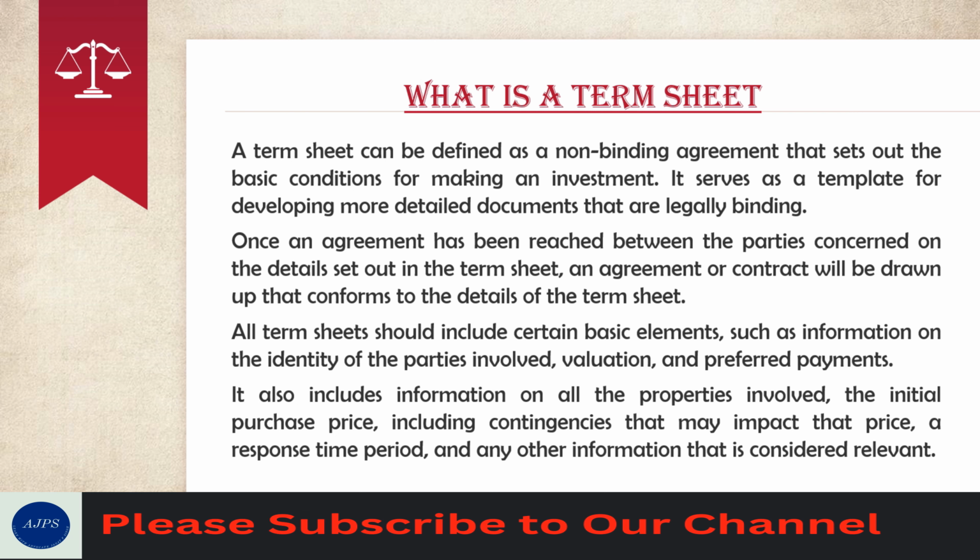All term sheets should include certain basic elements, such as information on the identity of the parties involved, valuation, and preferred payments. It also includes information on all the properties involved, the initial purchase price, including contingencies that may impact that price, a response time period, and any other information that is considered relevant.